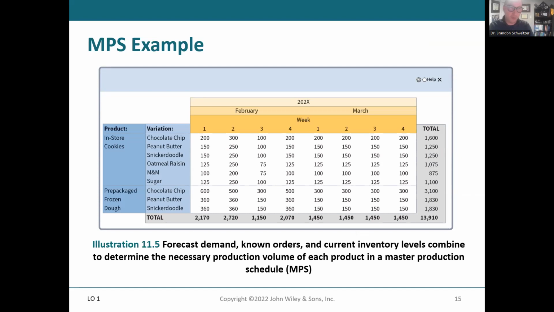So this is an example of that type of schedule, the production schedule. So here we can see both the months of February and March, and we also see the variations of production, what's being produced, and then of course the different stages of production. So in store, and then of course what's being made, when it's being made, and then when it's being packed, frozen, and then ultimately shipped out.